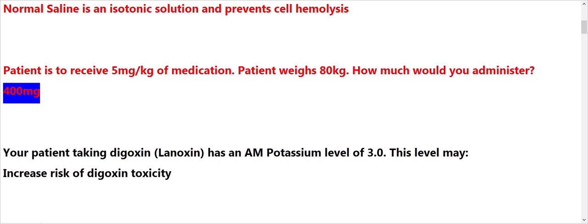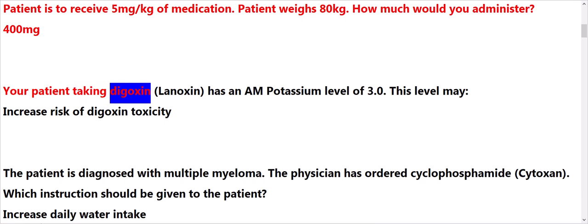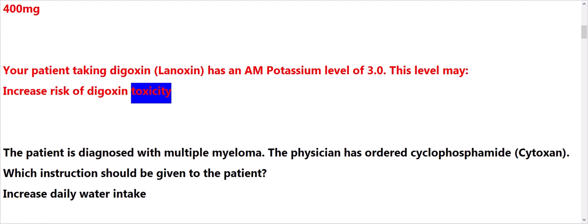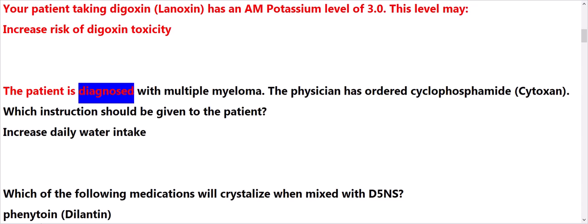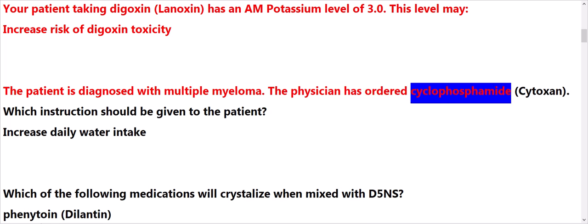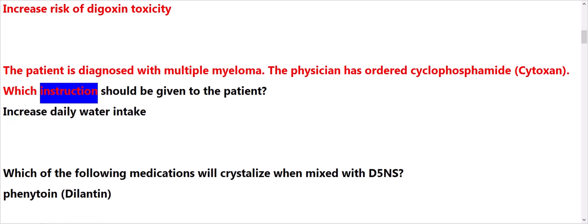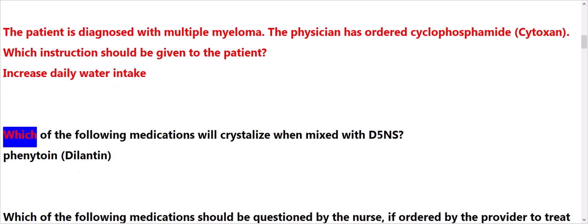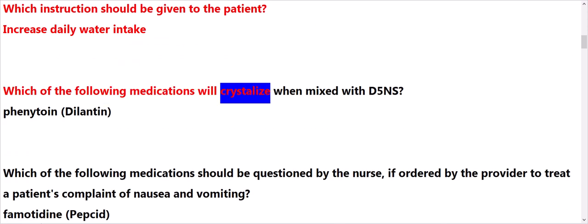400 mg. Your patient taking digoxin, Lanoxin, has an AM potassium level of 3.0. This level may increase risk of digoxin toxicity. The patient is diagnosed with multiple myeloma. The physician has ordered cyclophosphamide, Cytoxan. Which instruction should be given to the patient? Increase daily water intake.